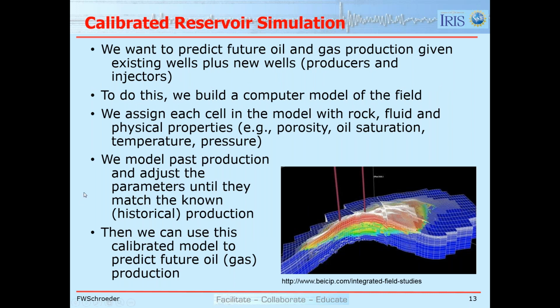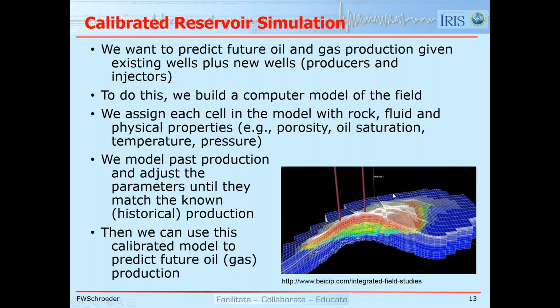Another thing that is common in the production stage is to build a calibrated reservoir simulation model. What we want to do is predict future oil and gas production given the existing wells, plus what would happen if we drilled some additional wells. And we can drill in the model new producing wells or new injector wells. In order to do this type of modeling and future predictions, we have to build a computer model of the field, and that includes the rock properties as well as the fluid properties.